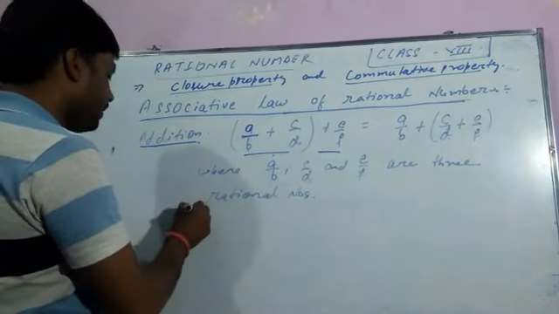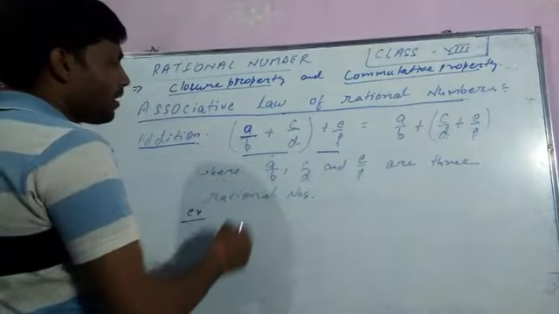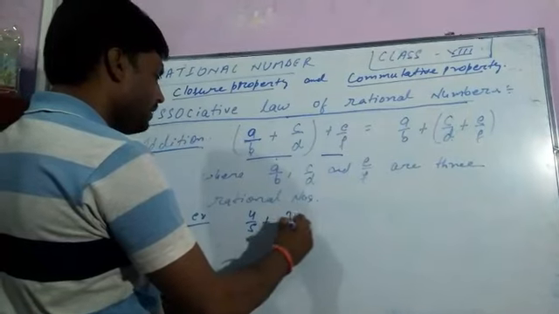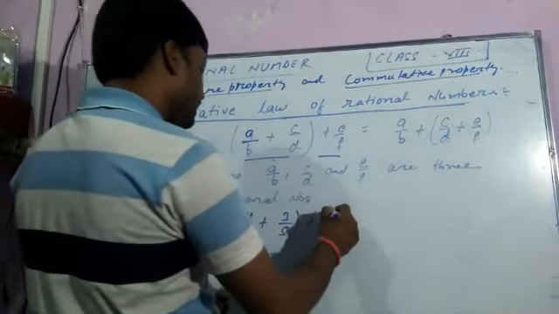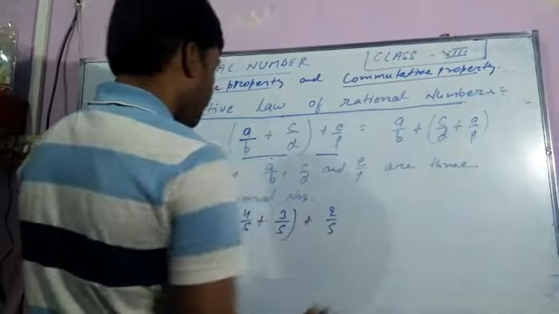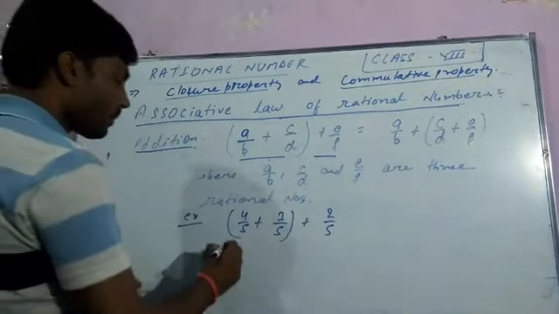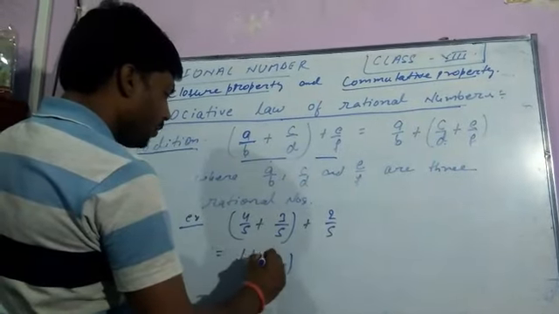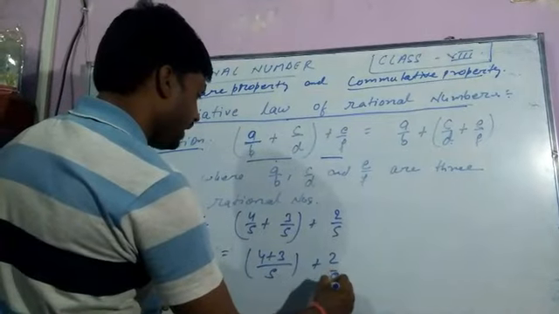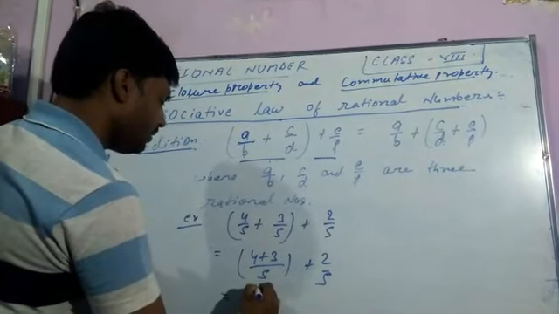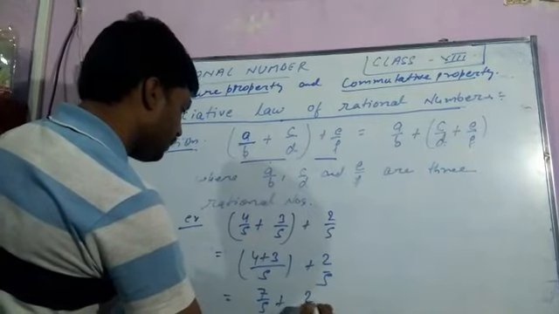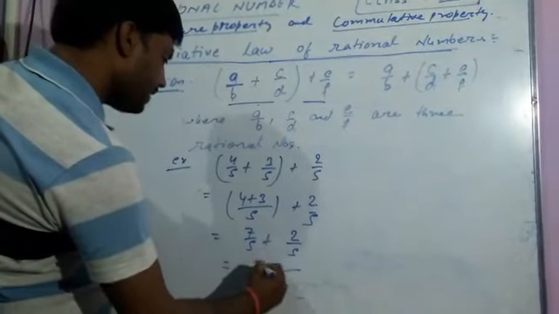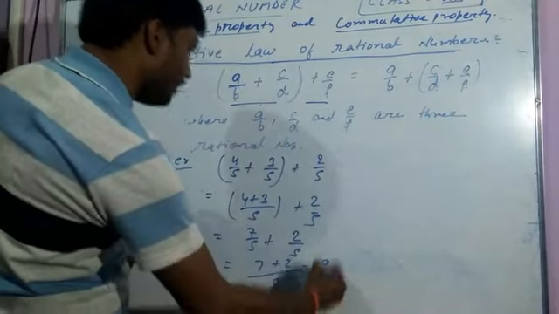We take an example. In place of a/b, 4/5, c/d, 3/5 and plus e/f, 2/5. If we solve, then we get (4 + 3 + 2)/5. 4 plus 3 equal to 7/5 plus 2/5. Again we take the LCM 5, then 7 plus 2, you get 9/5.